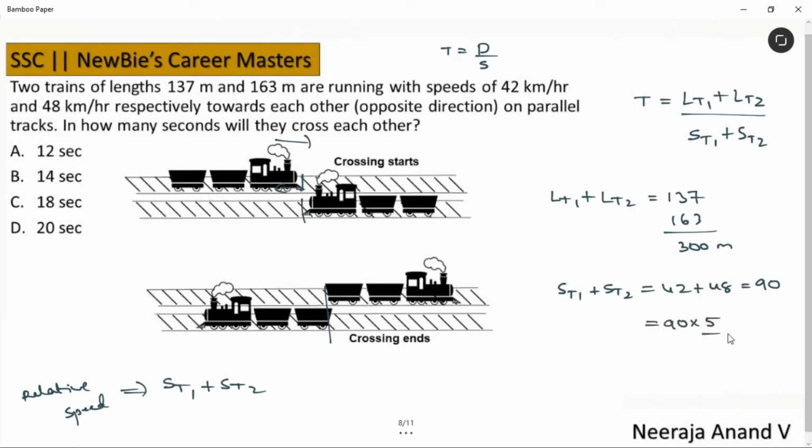90 into 5 by 18. Very simple. 18 ones are, 18 fives are. We get the value 25 meter per second. Let's find the time now. Time is equal to 300 divided by 25, which is 12 seconds. This is the answer. Hope you have understood all the 4 patterns.